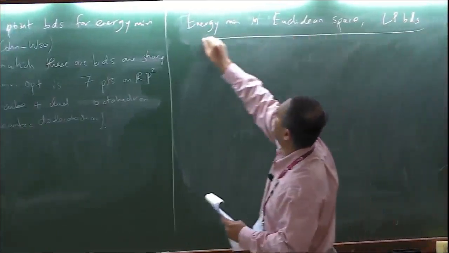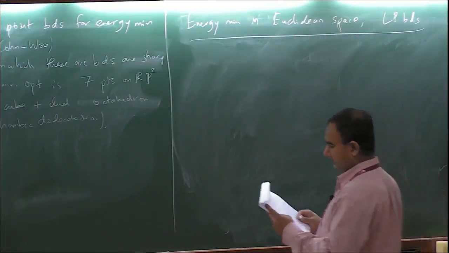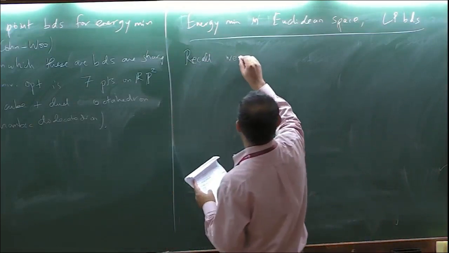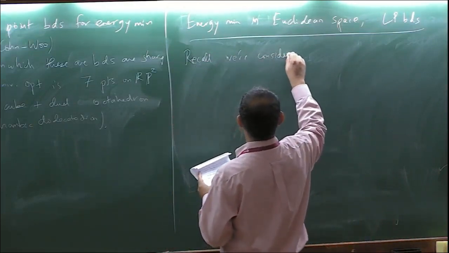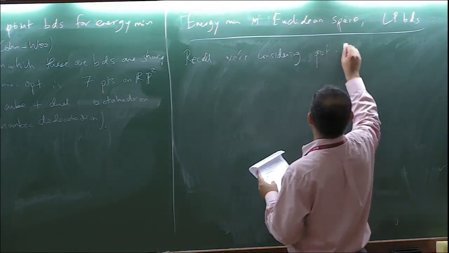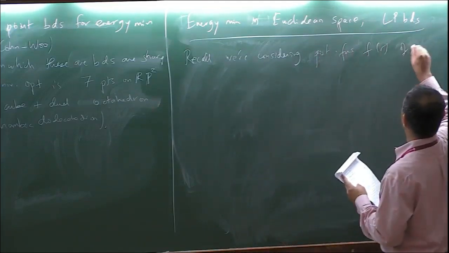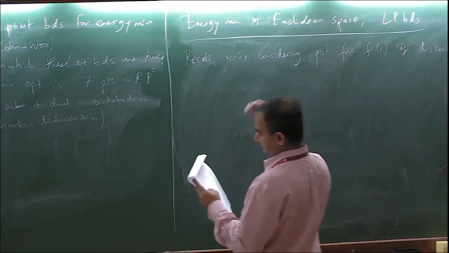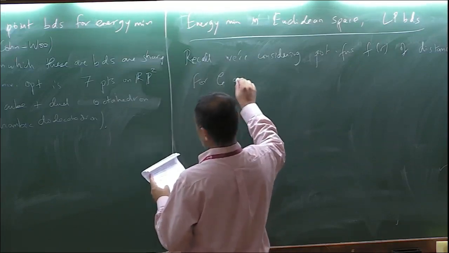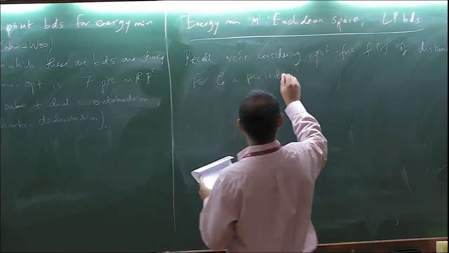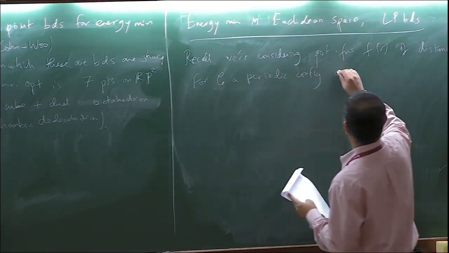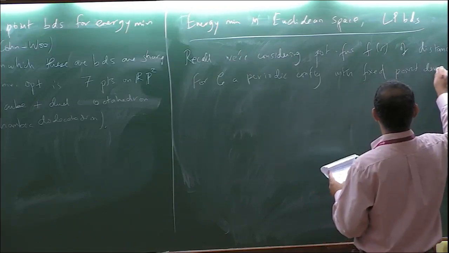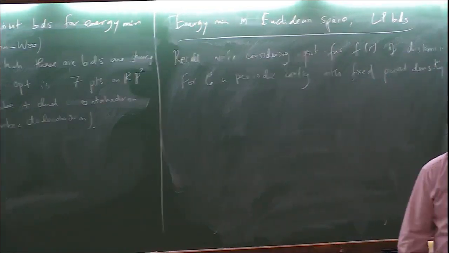So, bounds, which are a slightly different formulation. So recall again, I think I mentioned this in the first lecture or so. Recall that we're considering potential functions f of r of just Euclidean distance between every pair of points, and for C a periodic configuration with some fixed point density. If you fix the point density, those points don't escape to infinity.